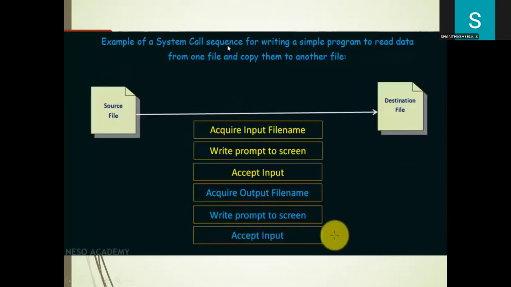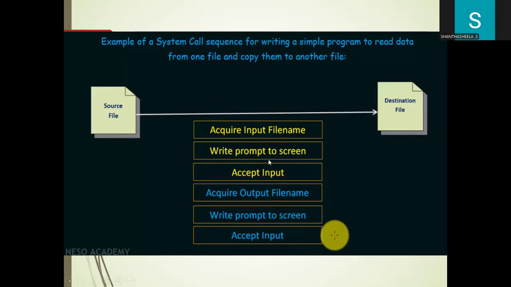Then, moving on to an example of a system call, consider that we're going to copy the contents from the source file to the destination file. Let us see how the system calls are called and executed. In order to copy the contents, obviously we should get the name of the input file and read the name of the output file. So the first system call executed is acquiring the input file name. Each rectangular box given here represents a system call.